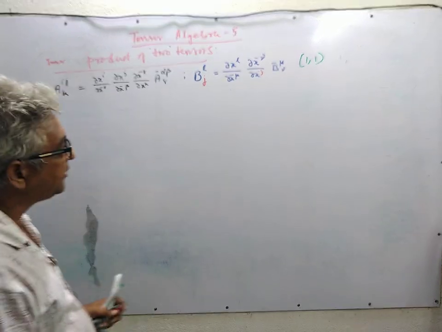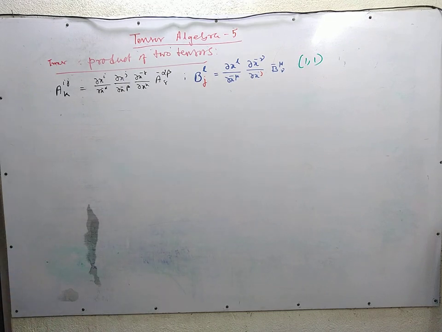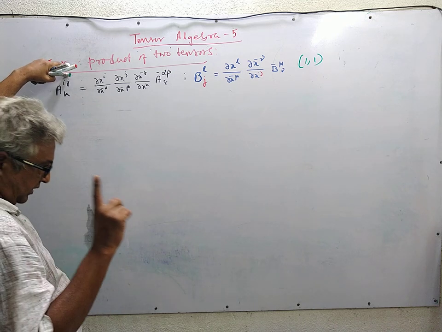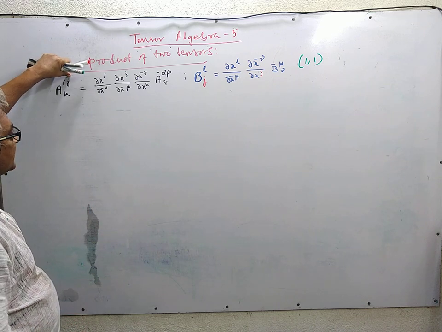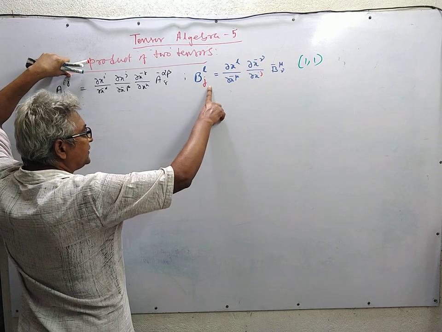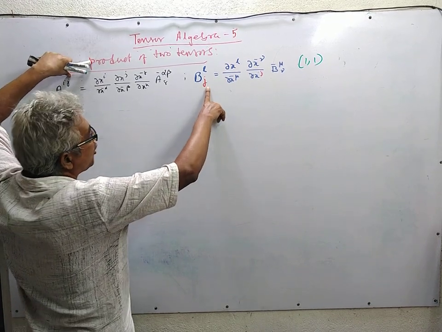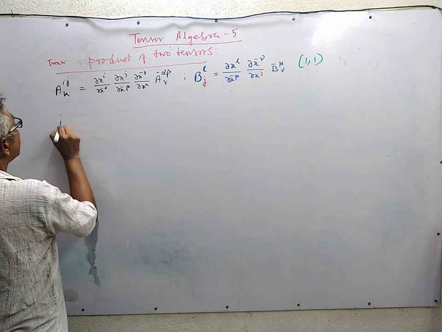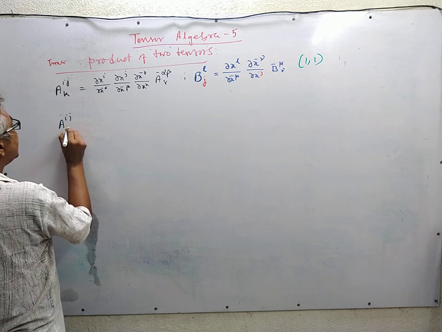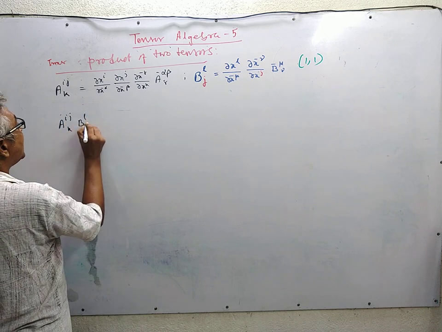Again, we have two tensors, but the point is that one contravariant rank of one tensor is equal to the covariant rank of the other tensor. So what do we get as a product? We write A i j k, B l k.